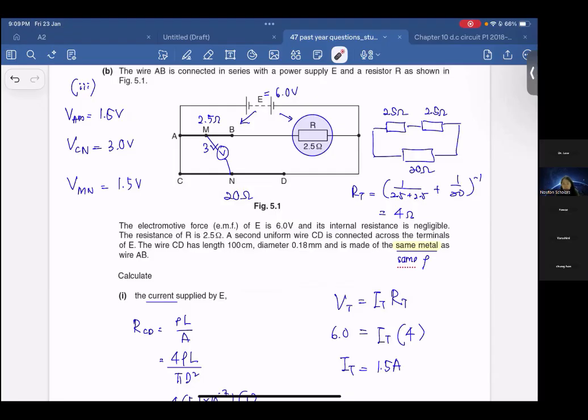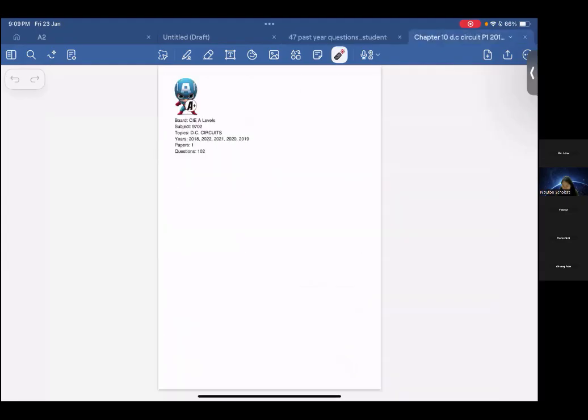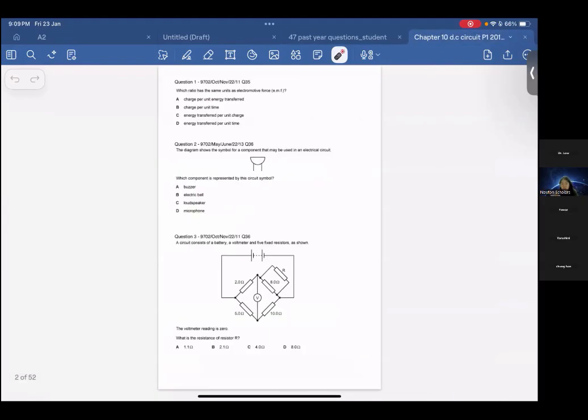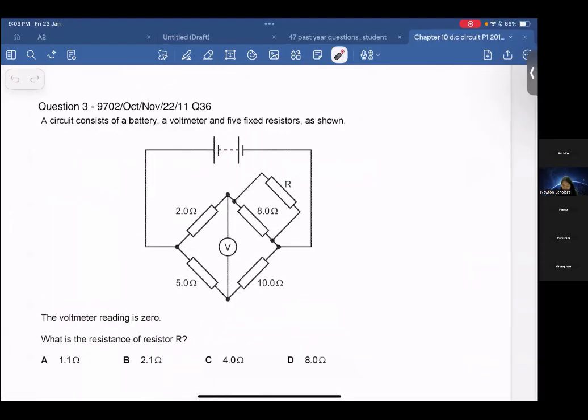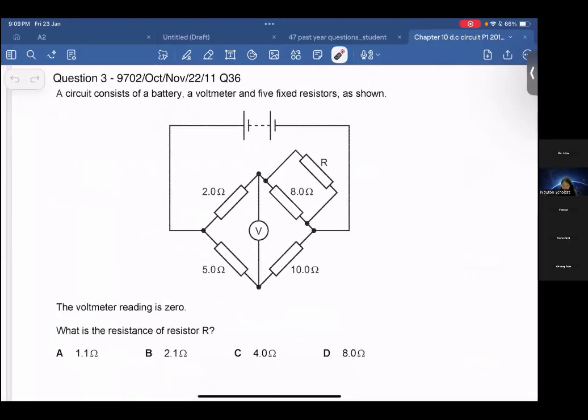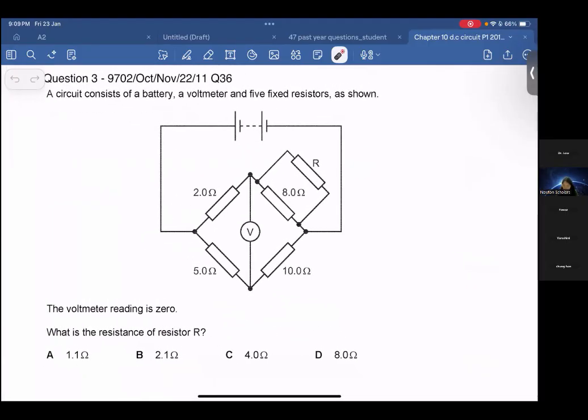Any question? No question, then get ready with the MCQ questions, dear. Let us come to this question. I will only choose a few questions, then we try to answer together. Can you go to question number 3? This is a 2022 question. The voltmeter reading is 0. So what is the resistance R? What is this resistor R? Can you try?